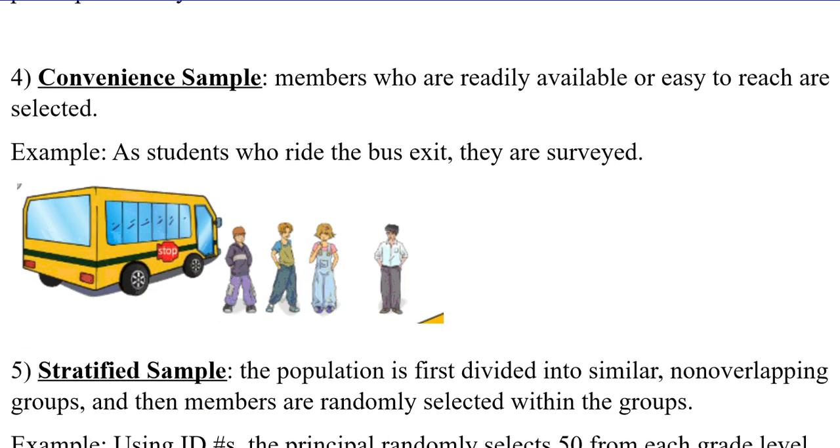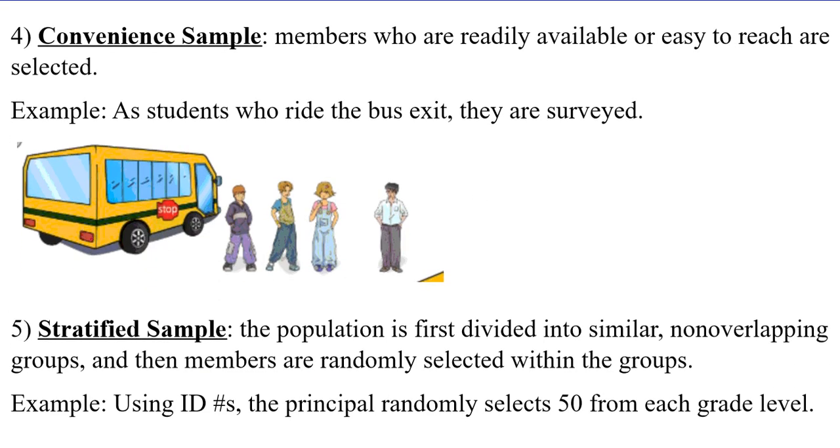The fourth type of sample is a convenient sample. That might be when people are readily available or easy to reach. So an example might be the principal just asks everyone as they come off the bus. The downside is the reason that they're readily available is because they have one thing in common. In this case, they rode the bus.